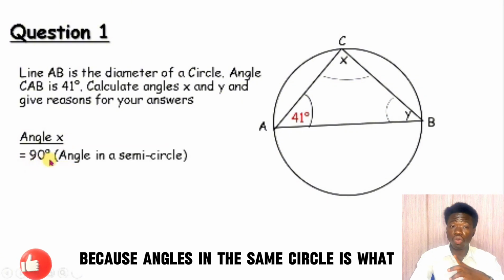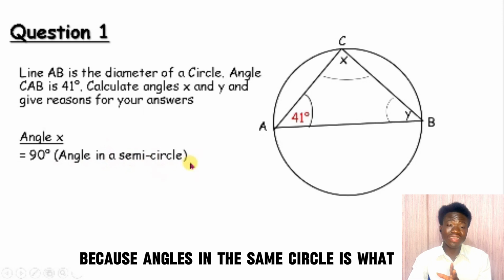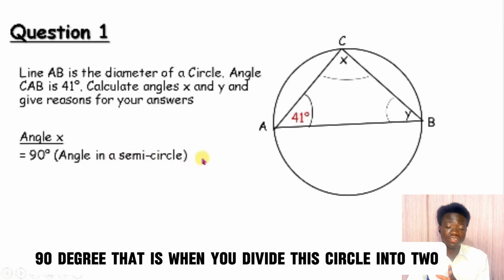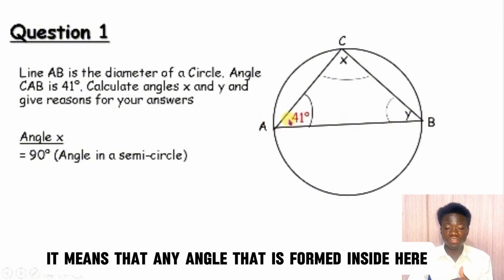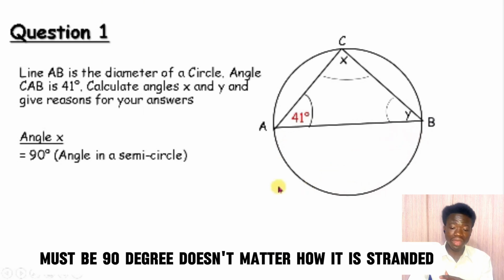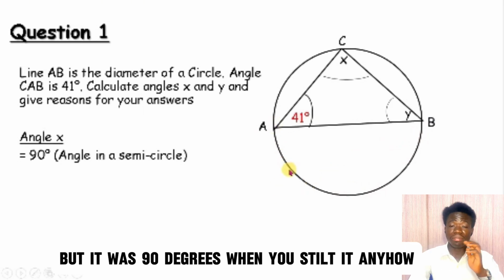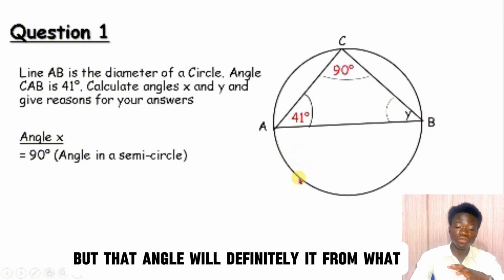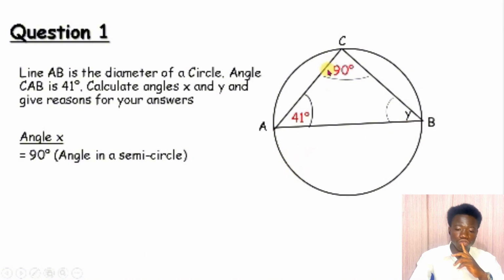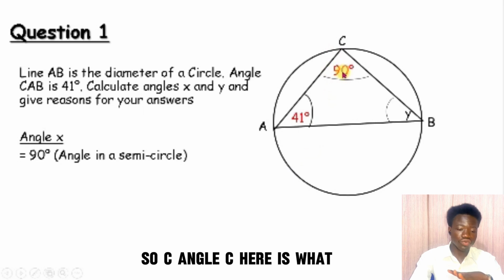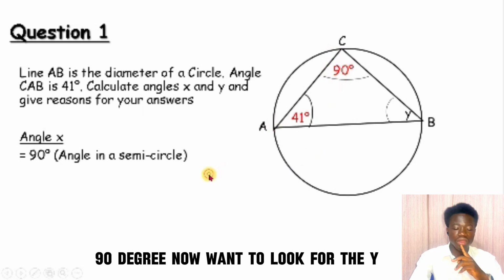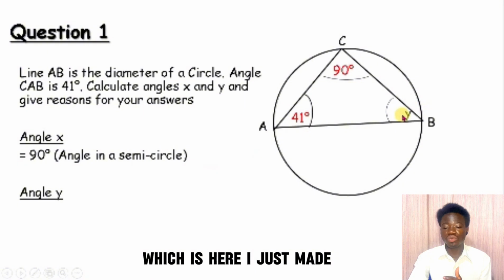So X is 90 degrees because angles in a semicircle are what? 90 degrees. That is, when the diameter divides the circle into two, any angle that is formed inside here must be 90 degrees. It doesn't matter how it is tilted, that angle will definitely form 90 degrees. So angle C here is what? 90 degrees. Now, we want to look for the Y, which is here.